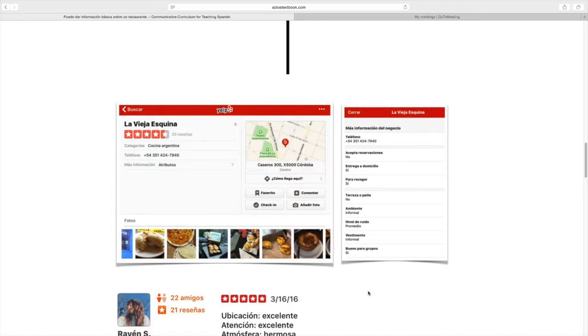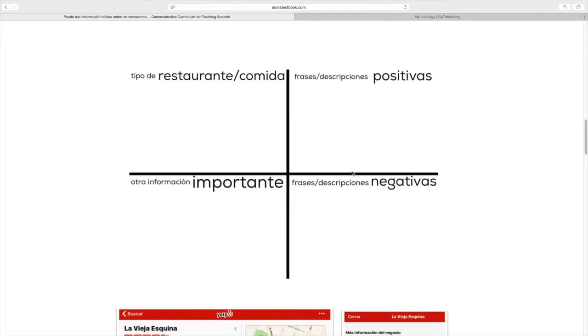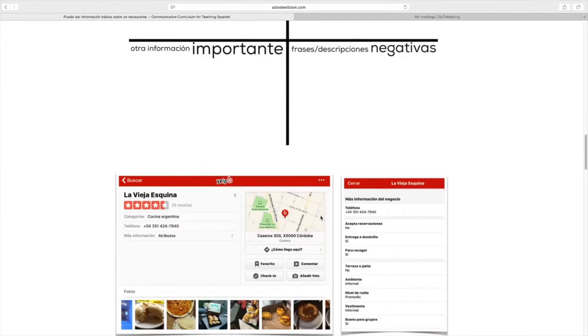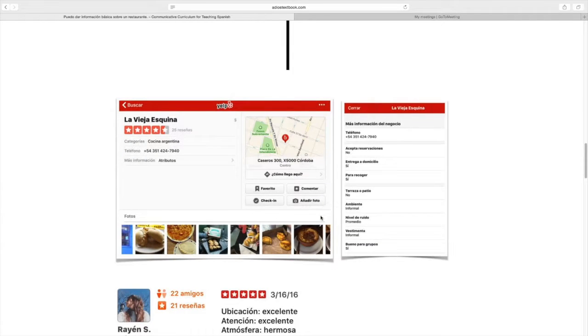I like to let students go through this and pick out some of the information. Again, they're looking for types of restaurants, positive or negative descriptions or phrases, and any other important information. My students will start to add things on their own. They'll say, okay, the category of food is this Argentinian kitchen, and they can write that down. They might start looking over here and find more information and start to say, is this good for groups?